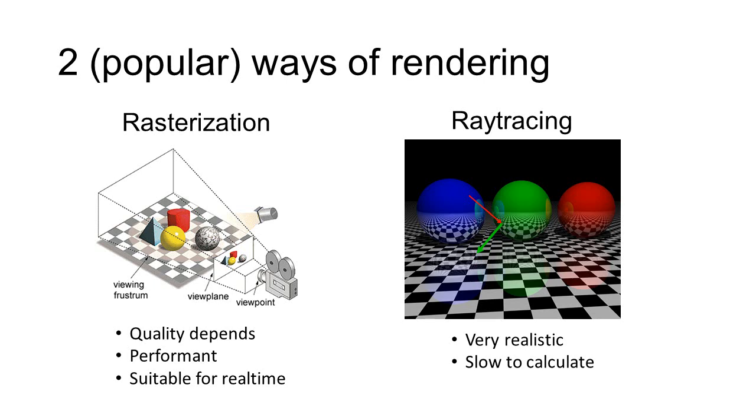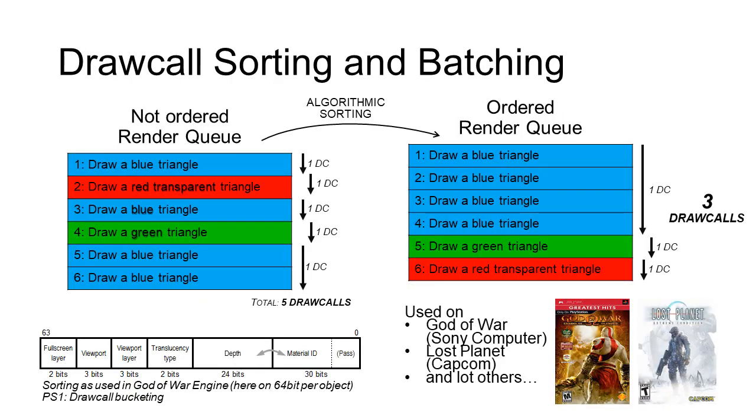And as much as I would like to explain the rendering process in more detail, unfortunately time and topic don't allow us, so let's see what's next. We start with draw call sorting and batching, which can be very effective in some situations. We have here two render curves, one not ordered and one obviously ordered.